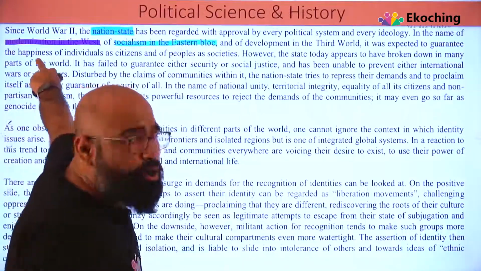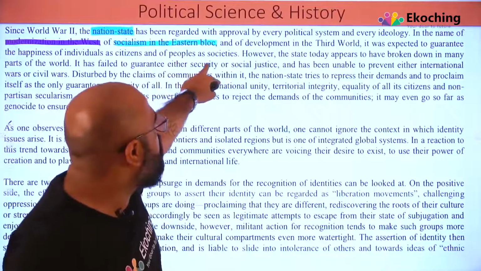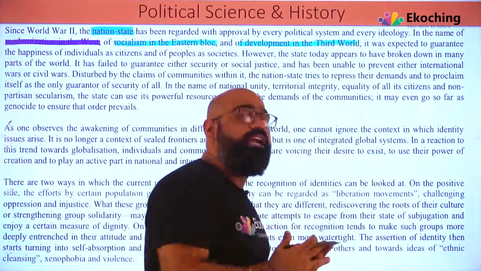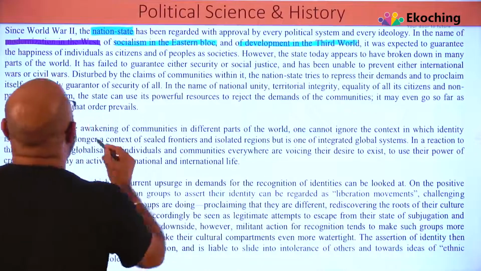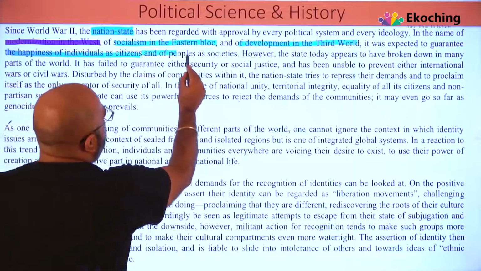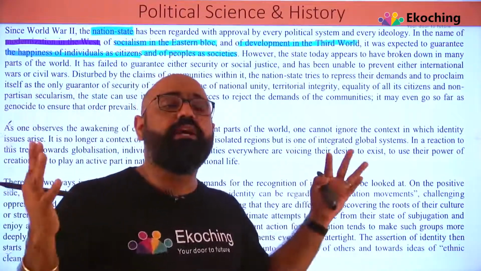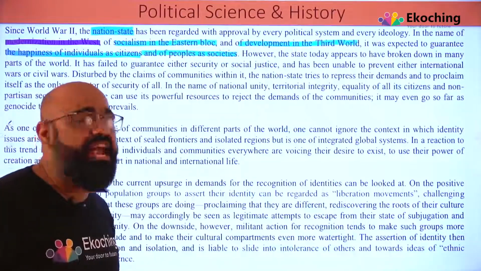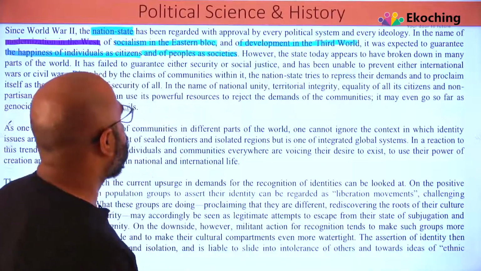So we are talking about modernization in West, socialism in Eastern, development in the third world. So when we went into the third world, we talk about the development. It was expected to guarantee the happiness of the individuals as citizens and of the peoples as society. So they are talking about that these were the reasons why nation state have been accepted by every political system.